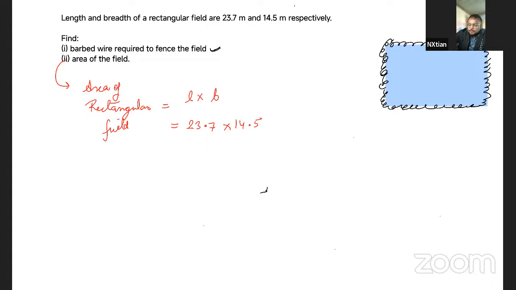So shall I multiply it for you? Like 237 into 145. I'm not writing decimals. Everyone who's struggling in decimal multiplication, please see it. Don't write decimals in your questions. First of all, simply multiply it.